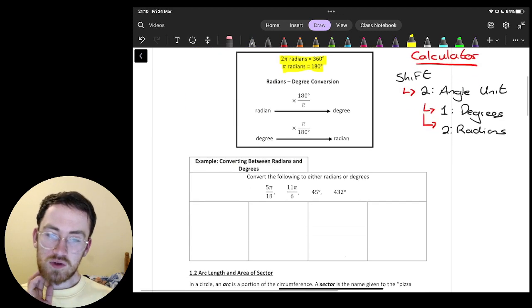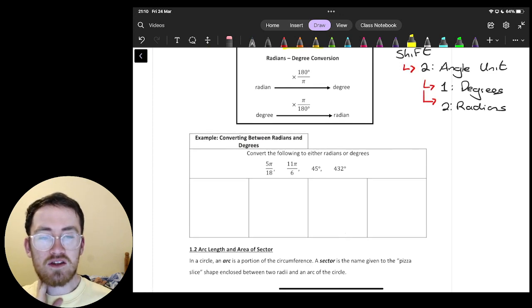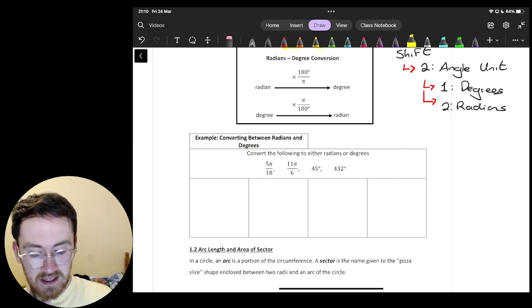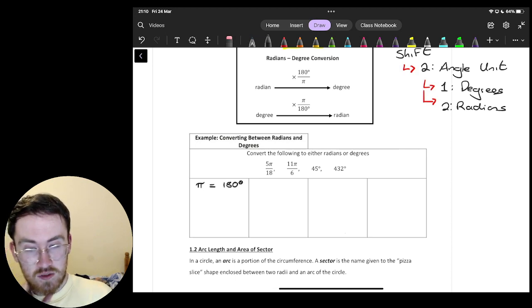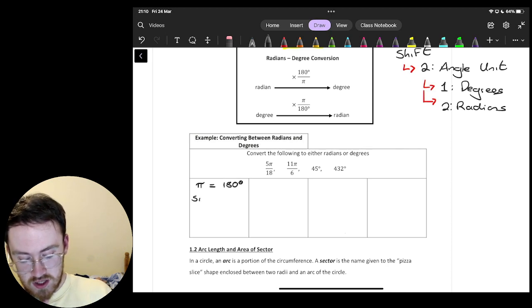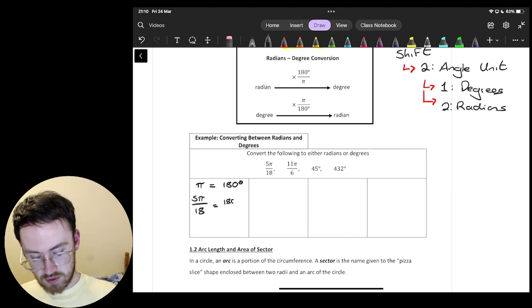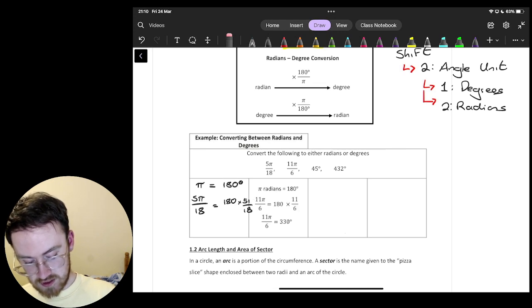So if we're looking at these examples here, we're asked to convert the following to either radians or degrees. Okay, so we're going to start with 5 pi over 18. The 5 pi over 18 currently is in radians, so let's note down that pi is equal to 180 degrees. So pi radians is 180 degrees. So 5 pi over 18 is equal to, so let's multiply the other side by the same thing, so 180 by 5 pi over 18. Or not 5 pi over 18, sorry, just 5 over 18.